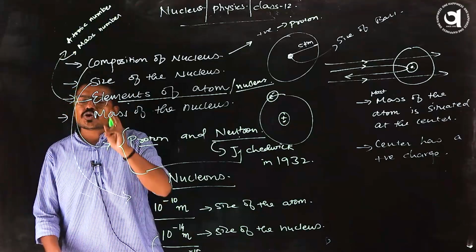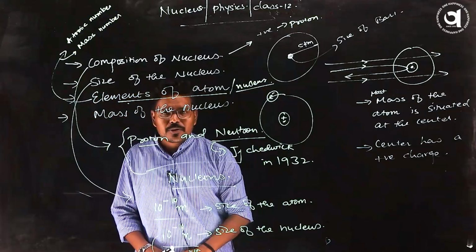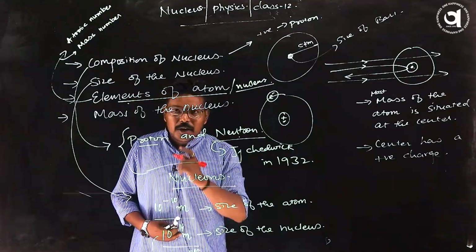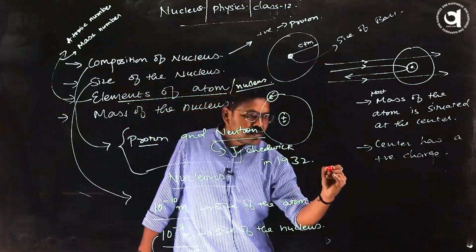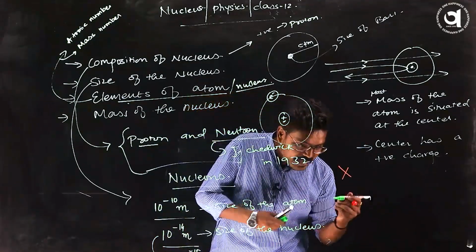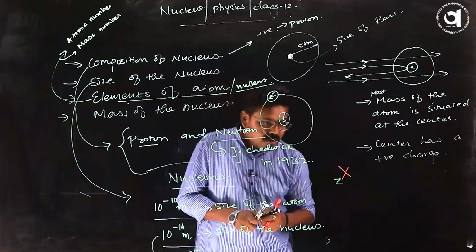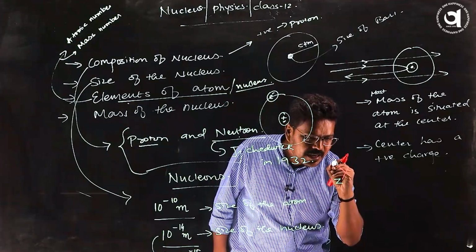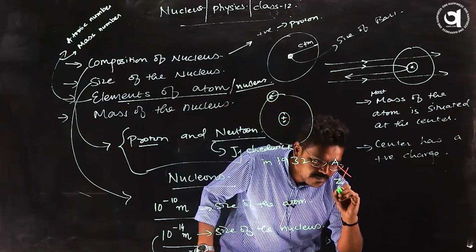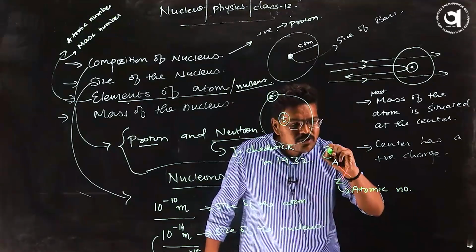Okay, so these two are there. So if we want to write down the configuration or composition of an atom, we always write it in this manner. Suppose X is any element. Here we write the Z, that is the atomic number, and on top of that we write the mass number. So this Z is called the atomic number, and this A is called the mass number.